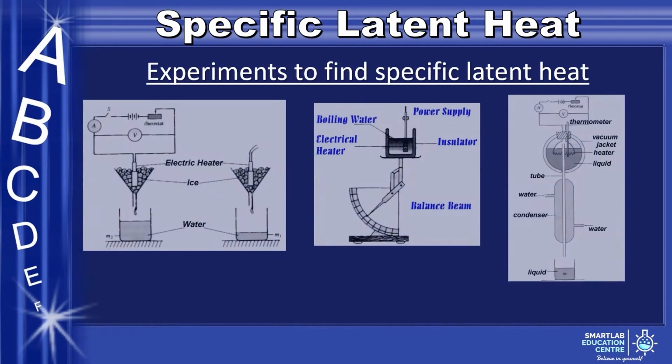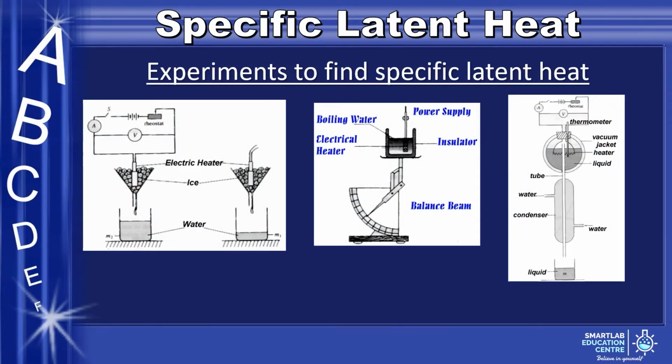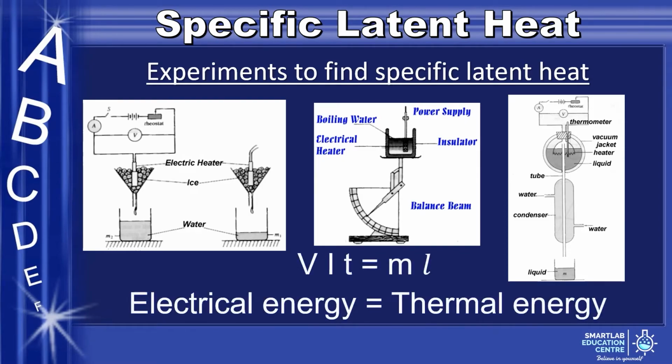We have three different experiments to find the specific latent heat of a substance that undergoes a change in phase. However, all three experiments relate to the same idea: that electrical energy is converted to thermal energy, which can be further broken down to VIt equals ml.